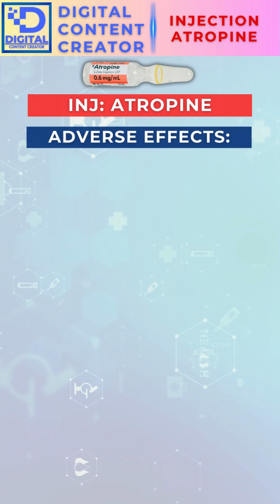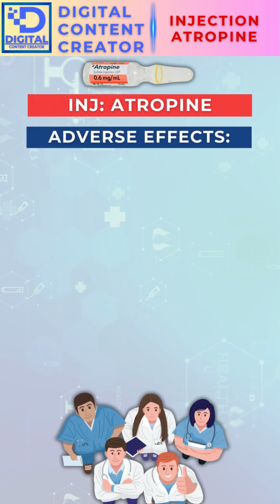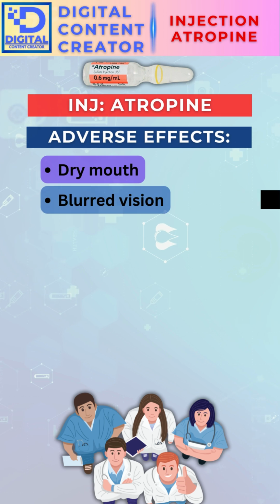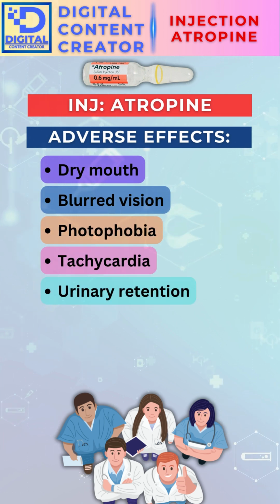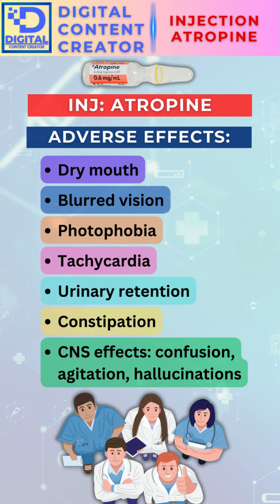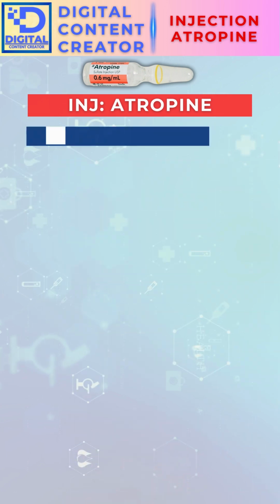Now we'll see the adverse effects of atropine injection. Dry mouth, blurred vision, photophobia, tachycardia, urinary retention, constipation, and CNS effects showing confusion, agitation, and hallucinations.